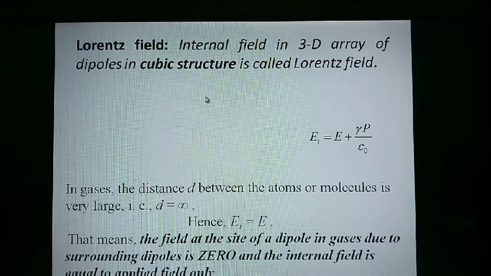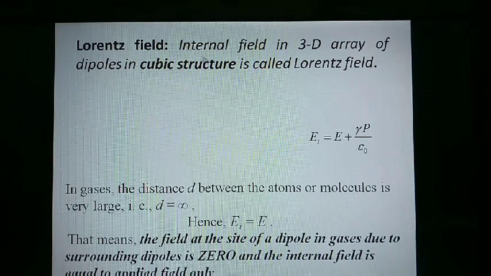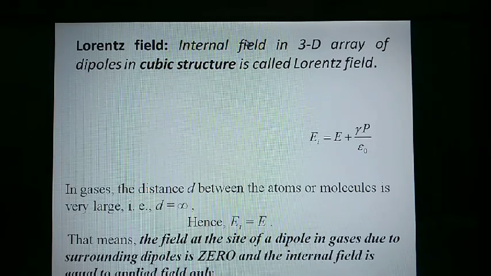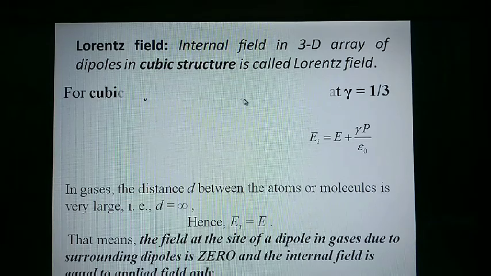Now let us look into the other term which is known as the Lorentz field. It is defined as the internal field in three-dimensional array of dipoles in cubic structure. It is only in the case of cubic structure. The equation which we derived earlier is a general one. Now we are looking into the cubic structure. So that internal field for the three-dimensional array of dipoles in the cubic structure of a material is known as the Lorentz field.